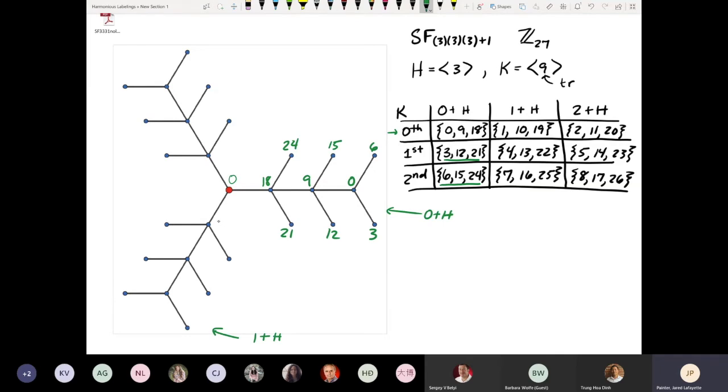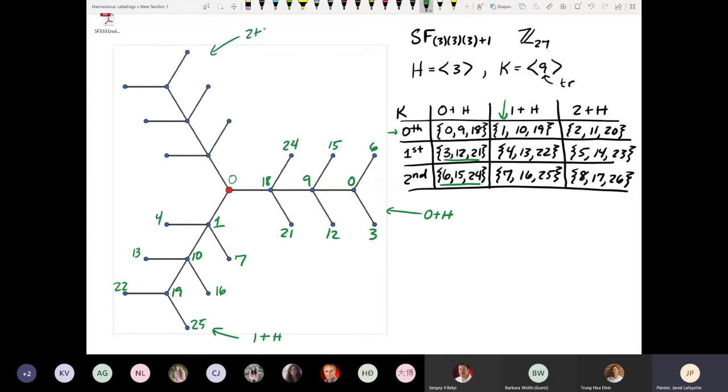So I'll start with the smallest element, but I'm using 1 plus H, the 0 subcoset in 1 plus H for the central vertices here. So I do 1 there, and then 10, and then 19. And then I maintain that ordering, where I'm going from smallest to largest for the other subcosets of 1 plus H. So for example, put 7, 16, 25, and then what was my other one? 4, 13, and 22.